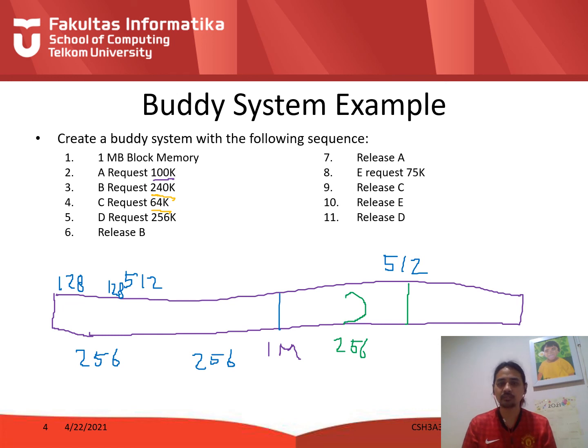And then release D. And when we release D, all the partitions are gone, and when there is a new process, we will divide it again like before. So that is the end of our example.